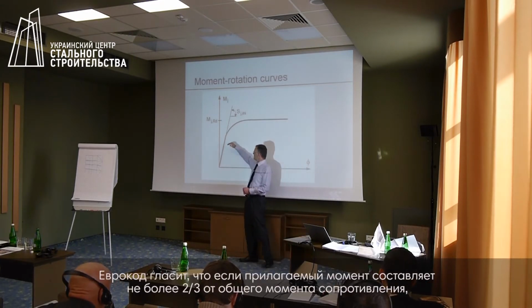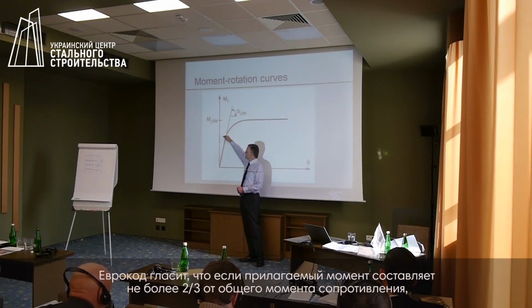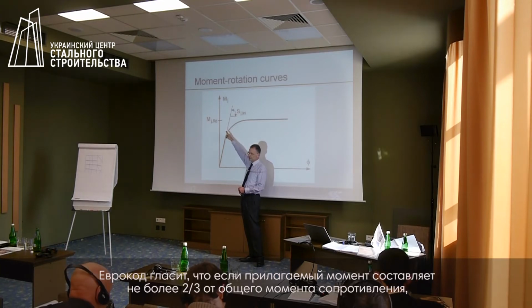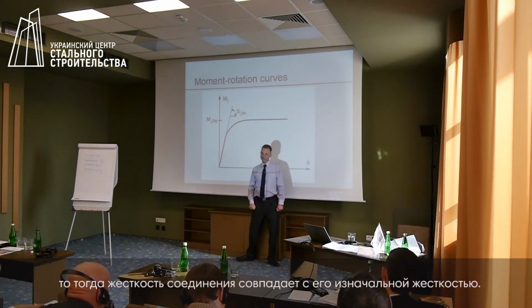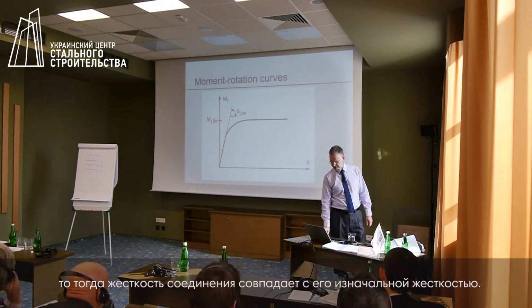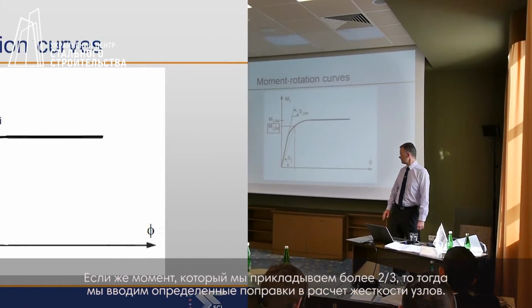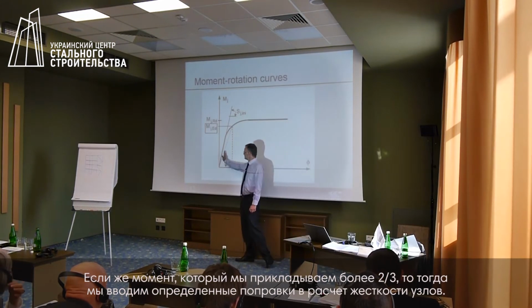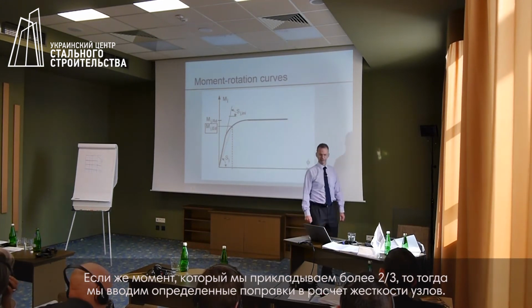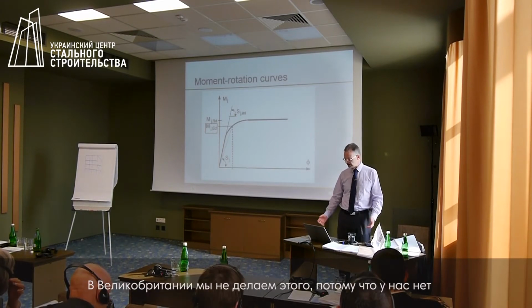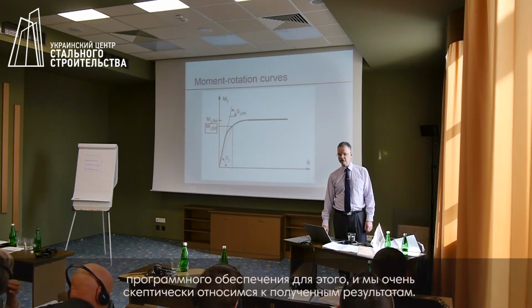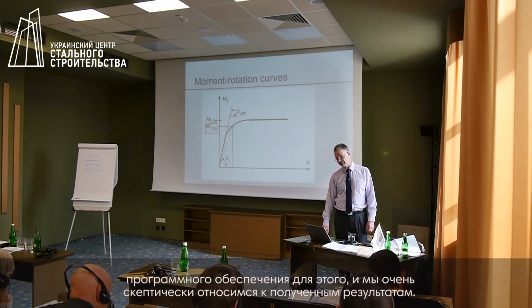So the Eurocode says if the applied moment is no more than 2/3 of the moment resistance, then the stiffness of the connection is the initial stiffness. But if the applied moment is more than 2/3 of the moment resistance of the joint, then there is a further adjustment to make to the calculated stiffness of the joint. In the UK, we do not do this, we have no software to do it, and we are very sceptical about the results.